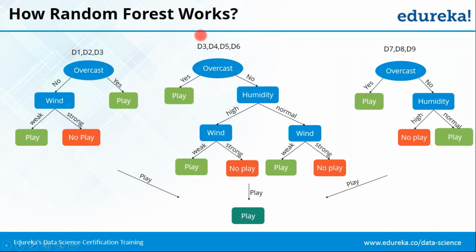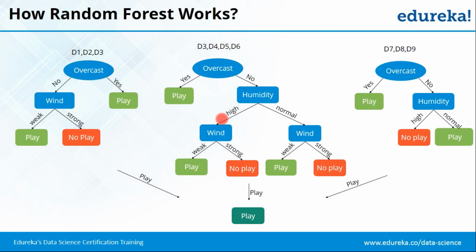Now let us look at the second subset. Since the second subset has a different number of variables, this decision tree is absolutely different from what we saw in our first subset. So let's say if it was overcast, then you will play the match. If it isn't overcast, then you would look at humidity. Now further, it will get split into 2, whether it was high or normal.